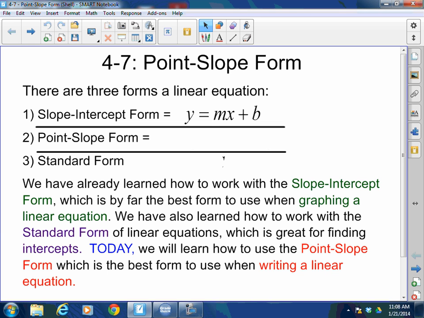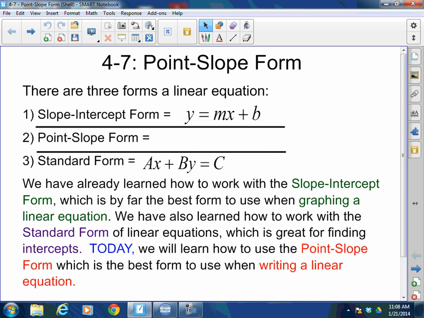Let's go to 3 first because we did standard form already. Standard form is ax plus by equals c. So when you have the x and the y together on the same side, this is a great way to graph if a and b are factors of c.